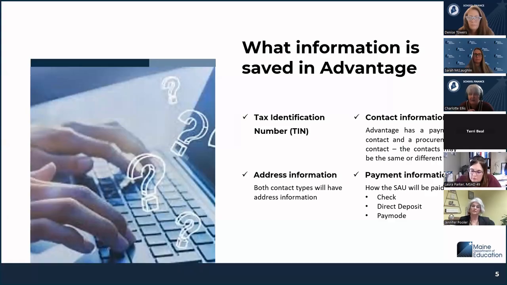And we also have information about how you will be paid. So you can be paid by check, direct deposit, or by pay mode. And I'll talk about those in a little bit more depth in a second.